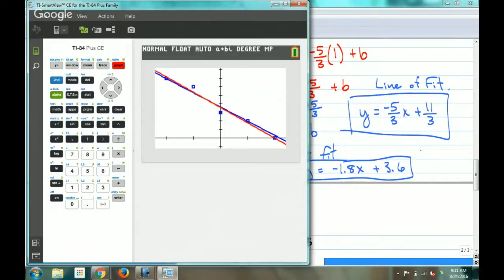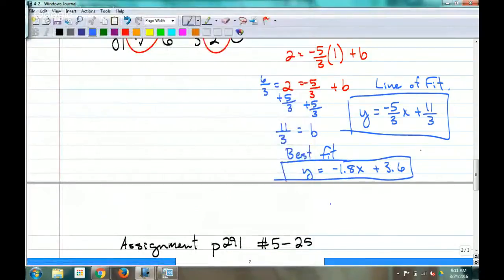And, you know, it misses this point quite a bit and this one, but it really lines up on those other three. So it's real close to the same as the one that I found. And that should be what you're finding: the line you find, if you do it right, should be close to the line of best fit. Okay. All right. So graphing calculator is your friend.